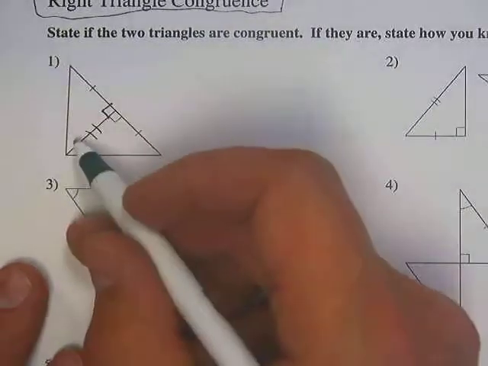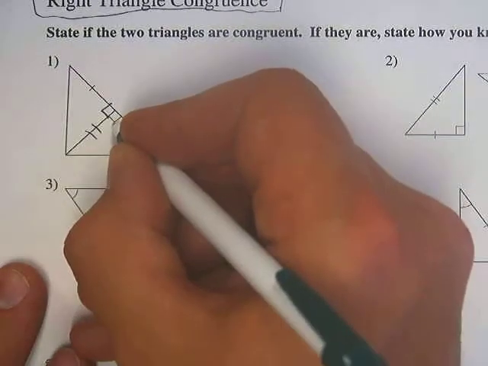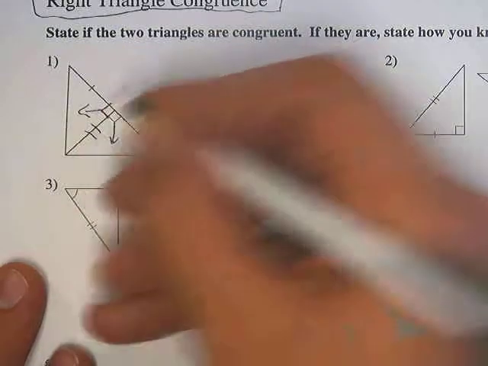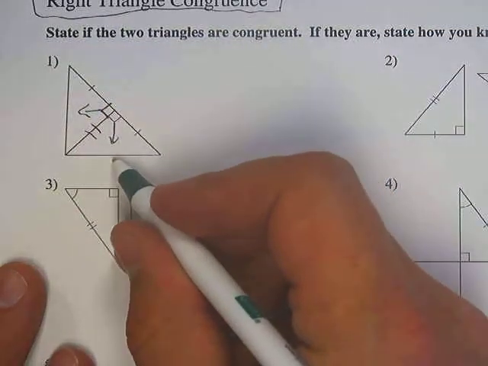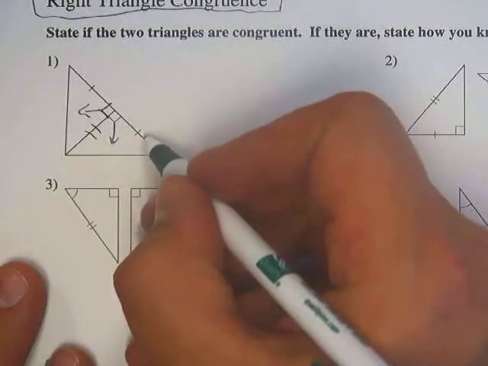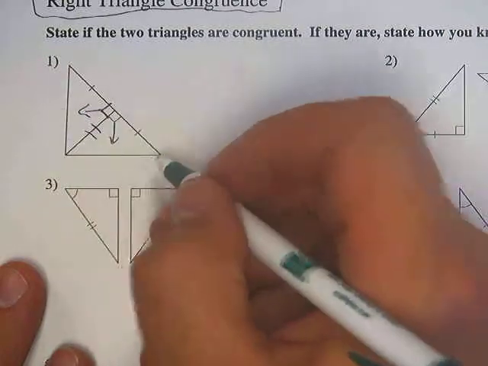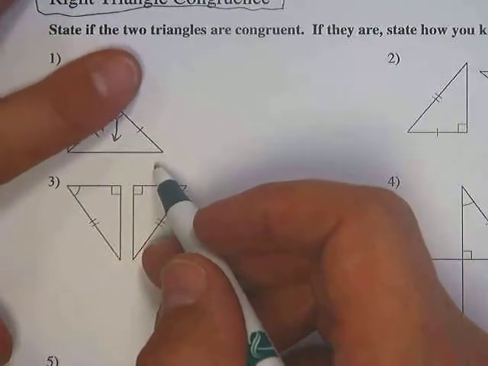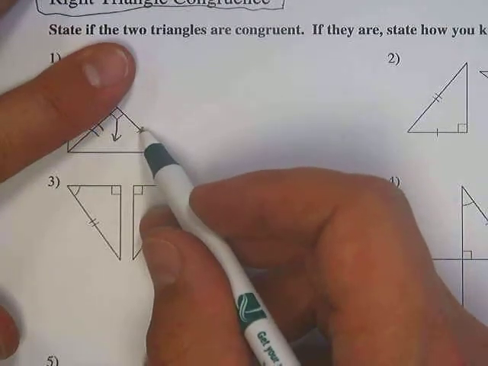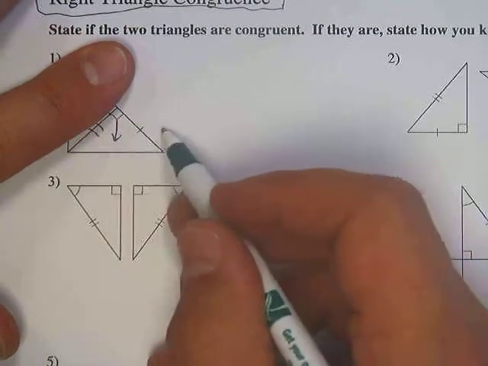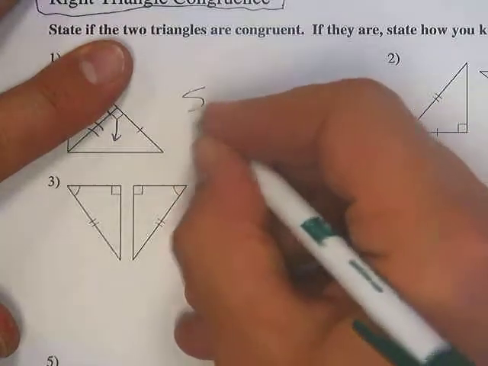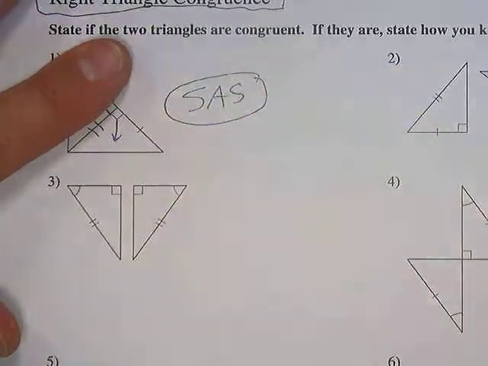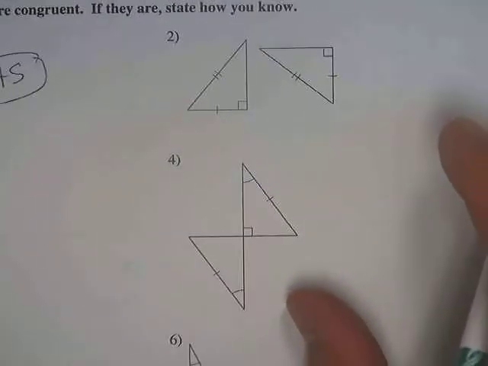Now again, this is one of those samples. This is not hypotenuse, leg, because you could see the right angles point to the hypotenuse. So it can't be hypotenuse, leg, because the hypotenuses are not congruent. If you look at just one of these at a time, this is what I like to tell students to do. Look at one at a time. I have an angle between two sides. This must be side, angle, side.